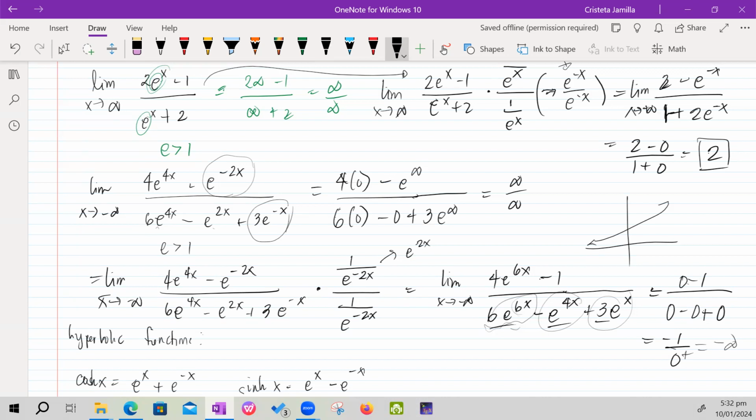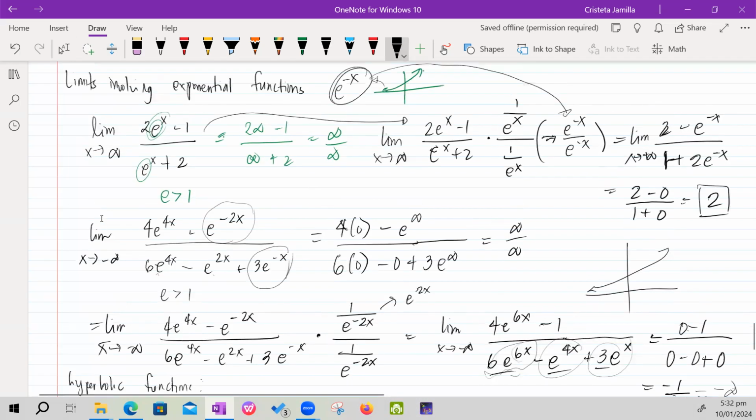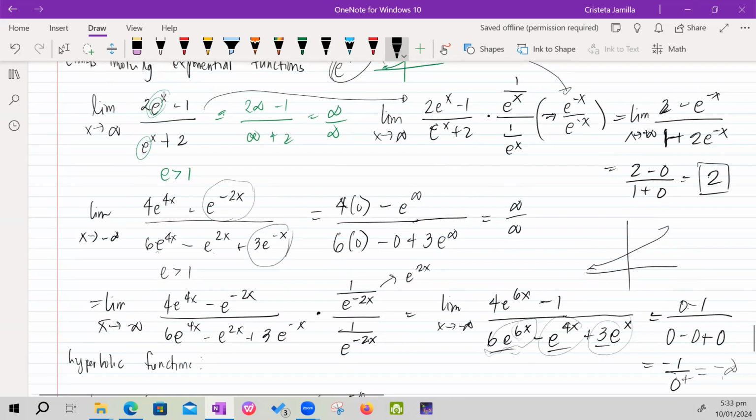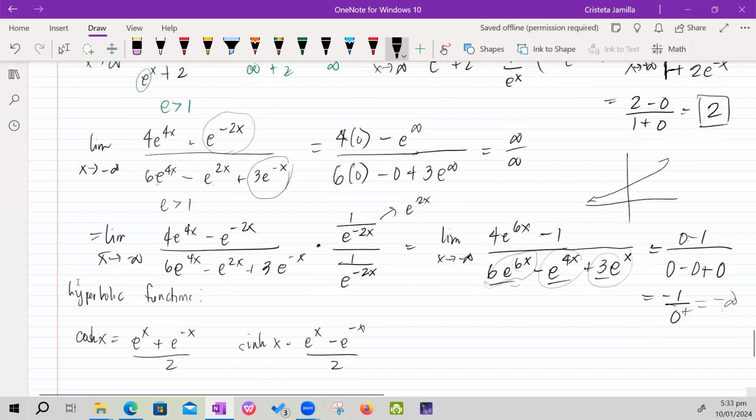And so this is our technique. If x goes to positive infinity, multiply by 1 over e raised to nx, where n is the highest degree in absolute value, to remove all the e raised to x terms here. And if x goes to negative infinity, multiply by 1 over e raised to negative nx, where n is the highest absolute value of the exponent. Okay?